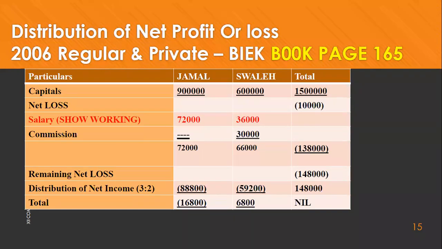Another point I want to highlight once again: we have a negative value here. Whenever we distribute a negative value, the distribution will also be negative for both the partners. I distribute this in the ratio 3:2. 148,000 multiplied by 3 divided by 5 for Mr. Jamal, because Jamal's ratio is 3. 900,000 is Jamal's capital and 300,000 is Saleh's.